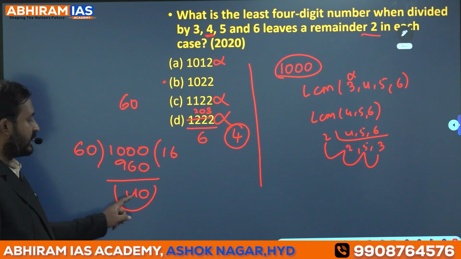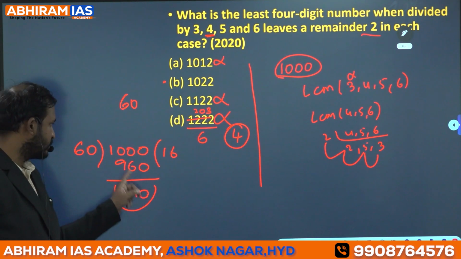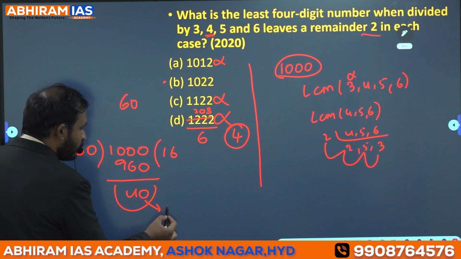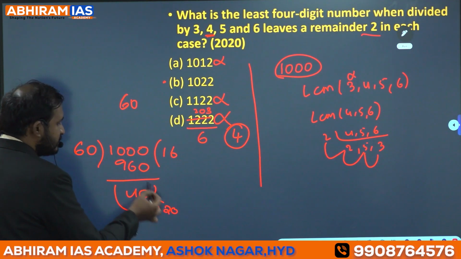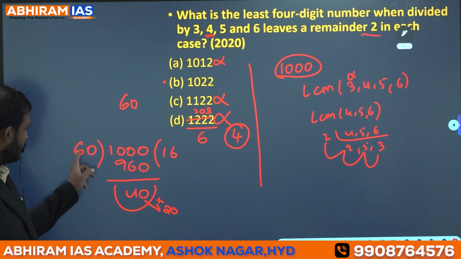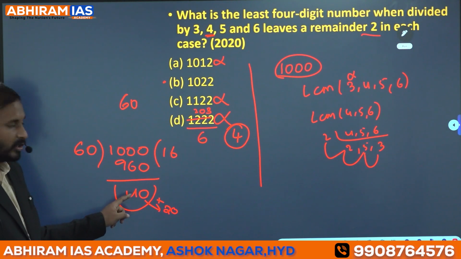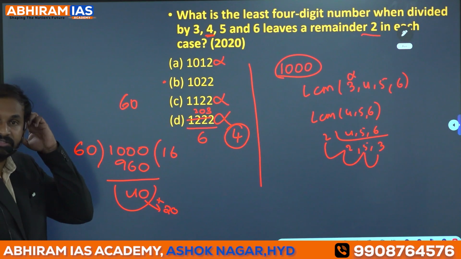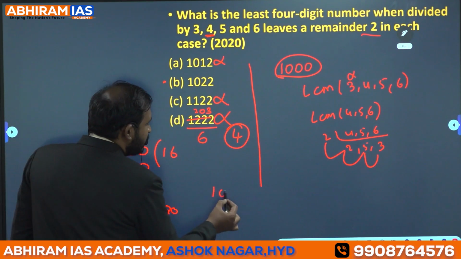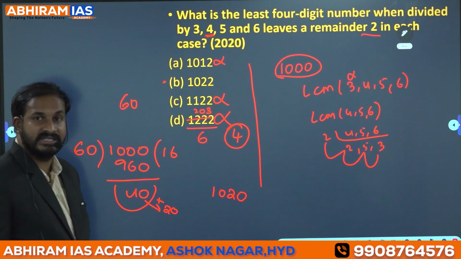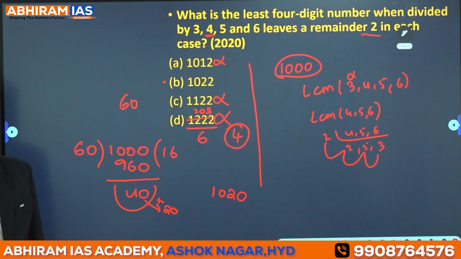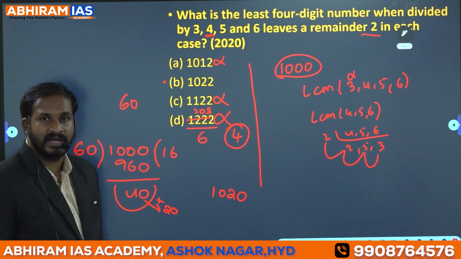Now, what is the number which I should add to this 40 so that it will be exactly divisible by this? I should add 20 more. If I add 20, then this will become 60 17s, which is 1020. Because see, the remainder is 40. To make this remainder 0, how much should be added? To 1000, I should add 20. That means 1020 is the least 4-digit number which is exactly divisible by 3, 4, 5 and 6.